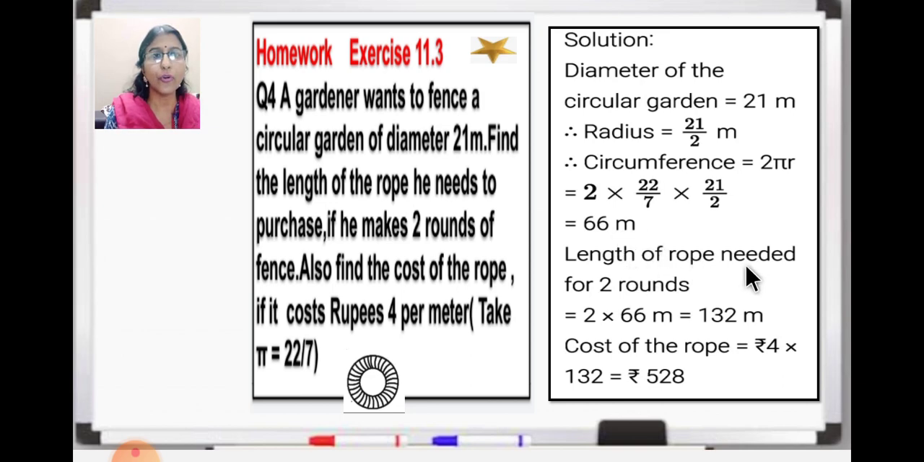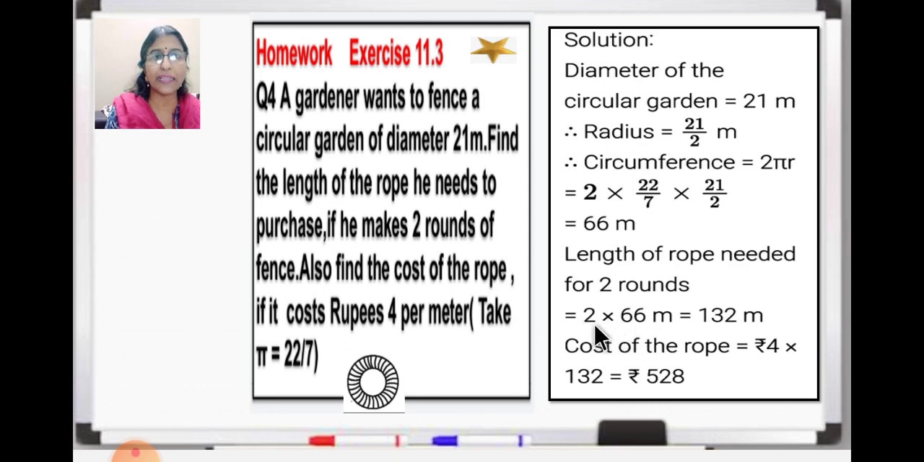Now the length of rope needed for 2 rounds. You can see in the question you have to make 2 rounds of fence. So this is for 1 round. For 1 round we need 66 meter of rope. So for 2 rounds, how much will we need? We will have to multiply it by 2. So 66 has to be multiplied by 2.